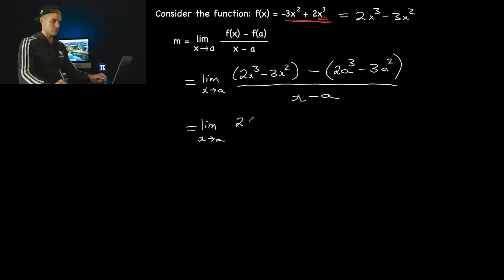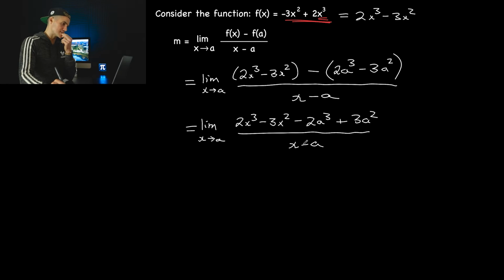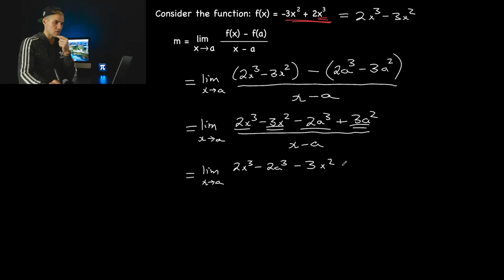So for now, let's distribute that negative here inside the bracket. So this would be plus 3a squared, like that, all over x minus a. And then I'm actually going to group this and this, right? Because they both have this coefficient of 2 in front, so we'll have 2x cubed minus 2a cubed. And then I'm going to group these two together. So I will have minus 3x squared plus 3a squared, like that. That's going to be all over x minus a.